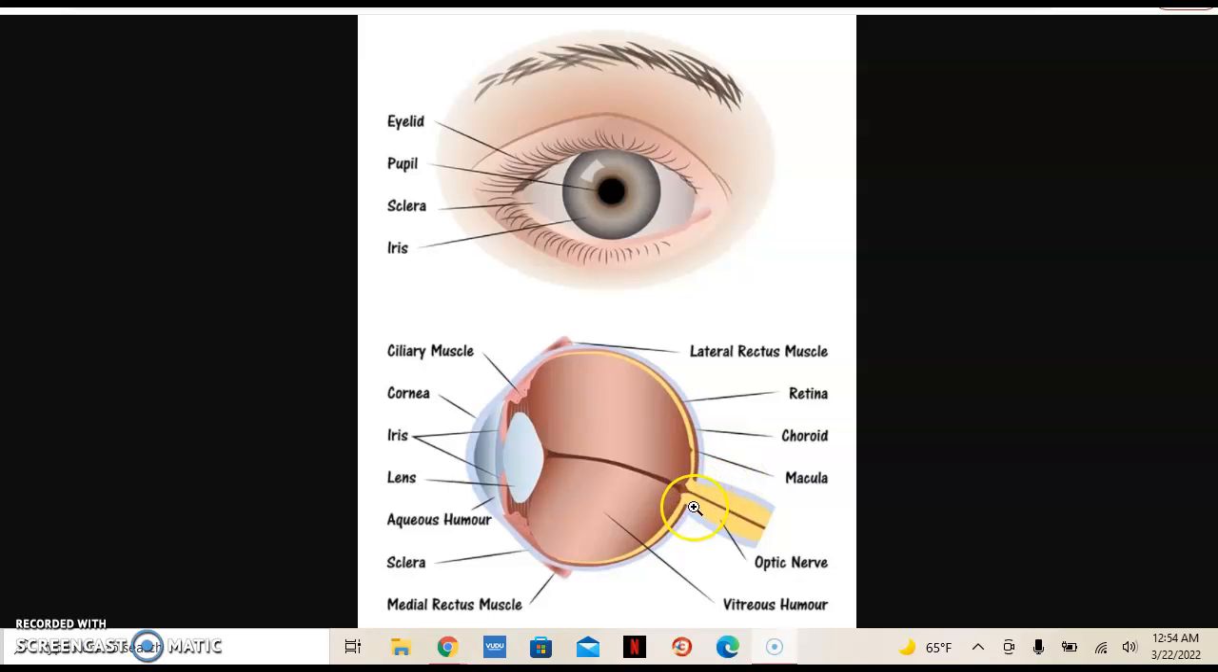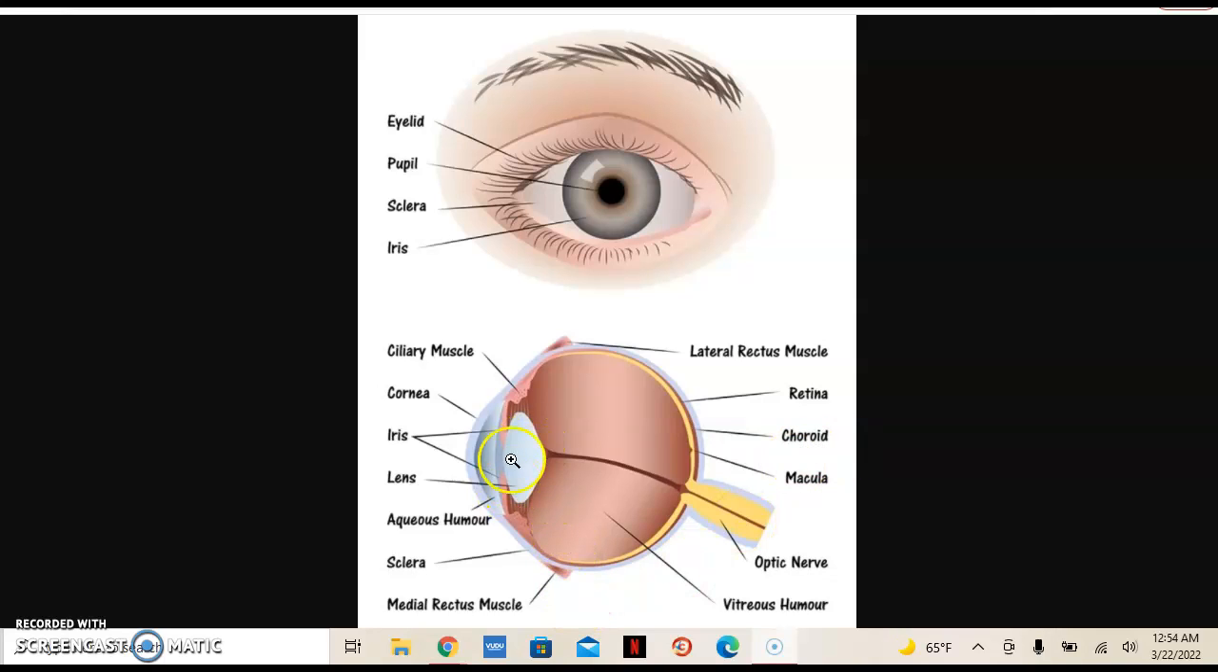The optic nerve, which is this right here in the back. The optic nerve is part of the central nervous system. It transmits electrical impulses to the brain, in which the brain then processes these impulses and provides sight. It provides sight of color, brightness, and perception.